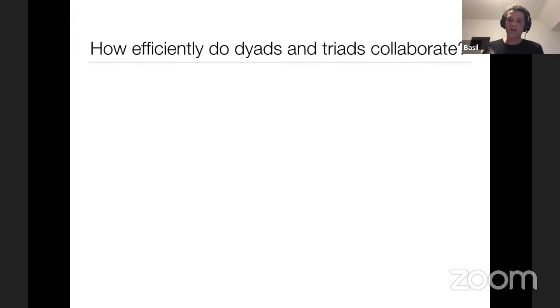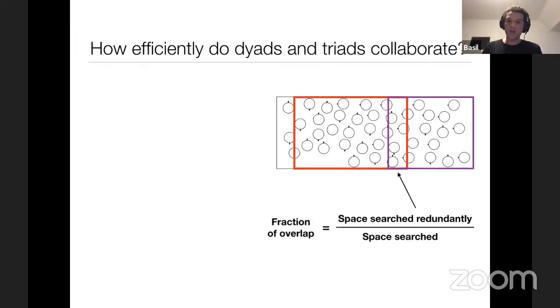So how well did they divide the labor? To assess this question, we came up with the following measure. We took the whole space that is searched by, for instance in this example, a dyad, and we take the space that is searched redundantly, indicated here, and we divide these two variables. What we get is the fraction of overlap, which is a measure of how efficiently they divide the labor. So the lower the overlap, the better the labor division.